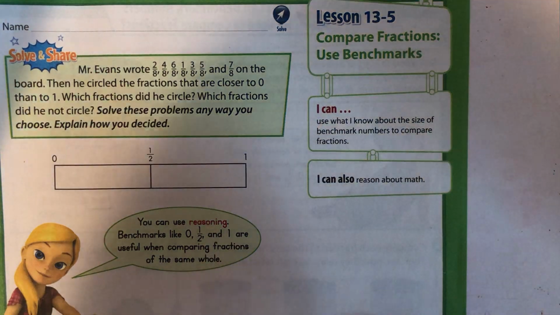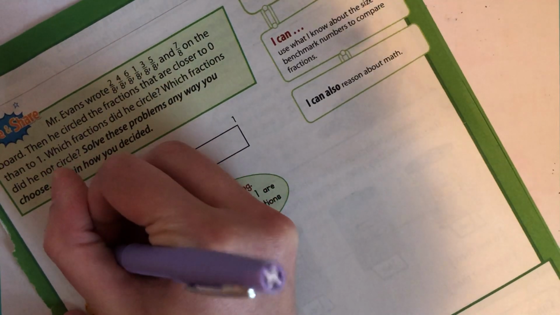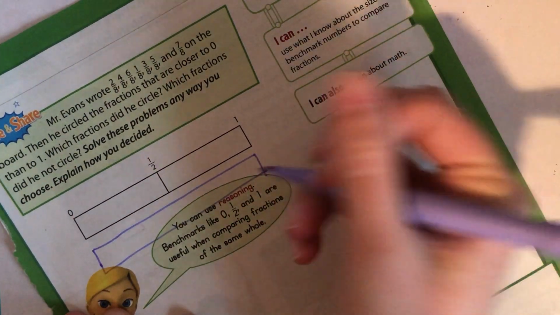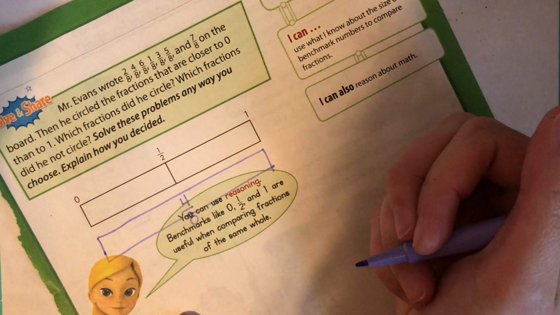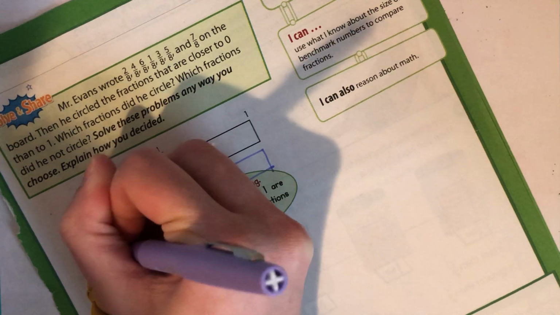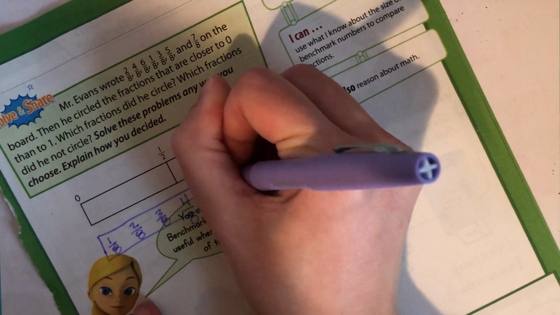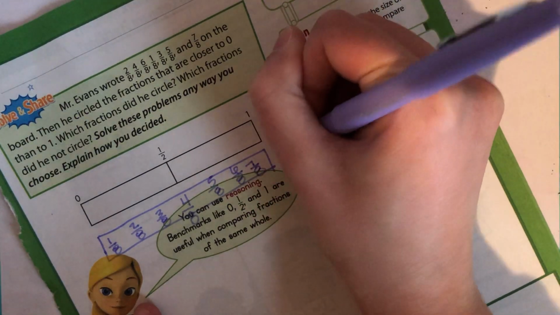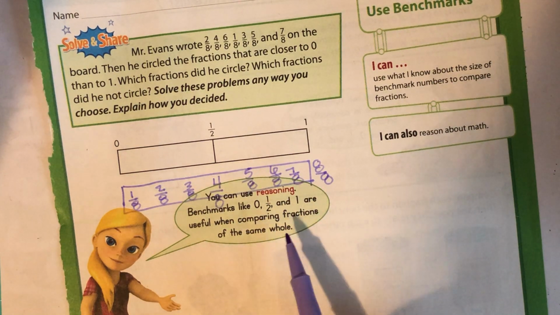So we know that if we put this over here, it is 1/8. And we know that 4/8 is the same as 1/2. So over here we have 1/8, 2/8, and 3/8. Then over here we have 5/8, 6/8, 7/8, and we know that 1 is equal to 8/8. So we can use reasoning. Benchmarks like 0, 1/2, and 1 are useful when comparing fractions of the same whole.